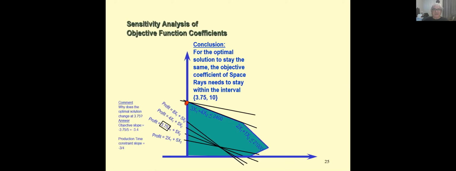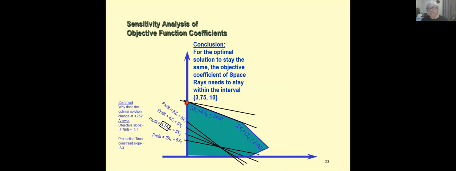When we go to Excel, you see that Excel is demonstrating these results exactly. A little bit different presentation, but exactly the same results. So this was a short discussion on changing one objective coefficient, and I just want you to understand.